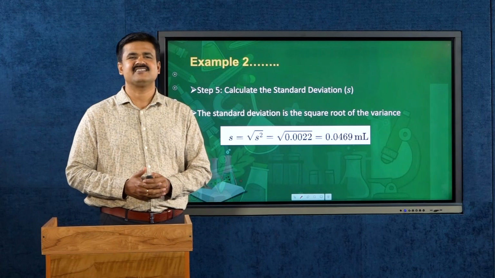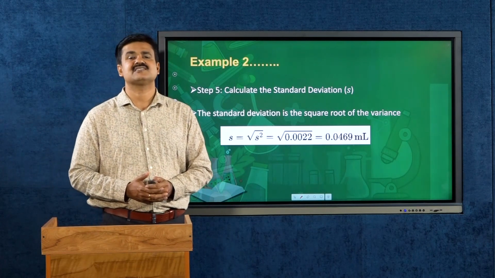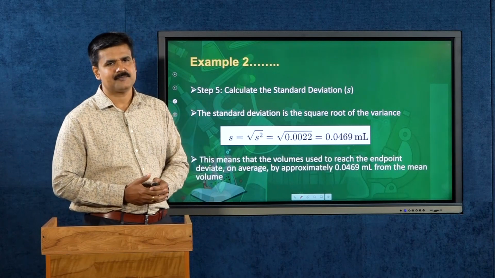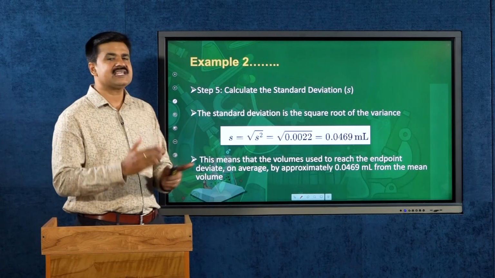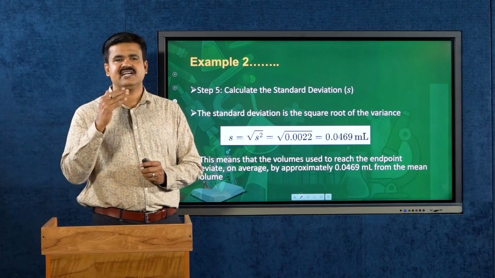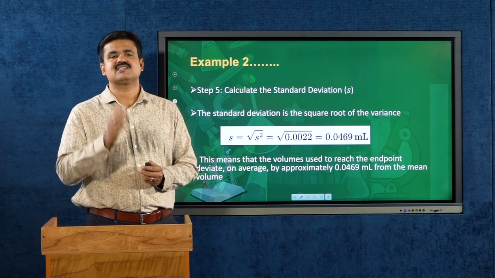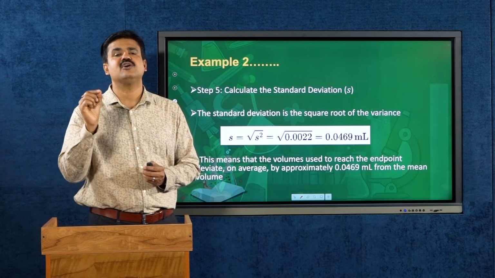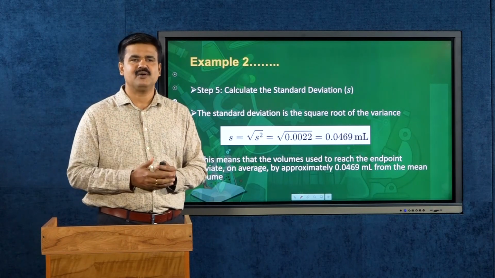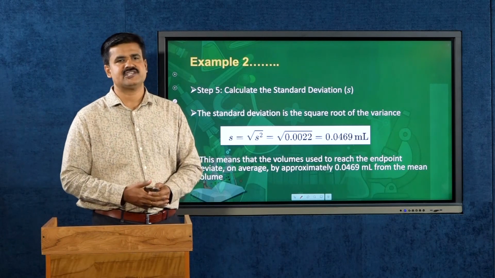This indicates that the standard deviation of the given set of 5 volumes is equal to 0.0469 ml. This means that the volumes used to reach the end point deviate on an average by approximately 0.0469 ml from the mean volume. This is about the concept of standard deviation and its illustration.